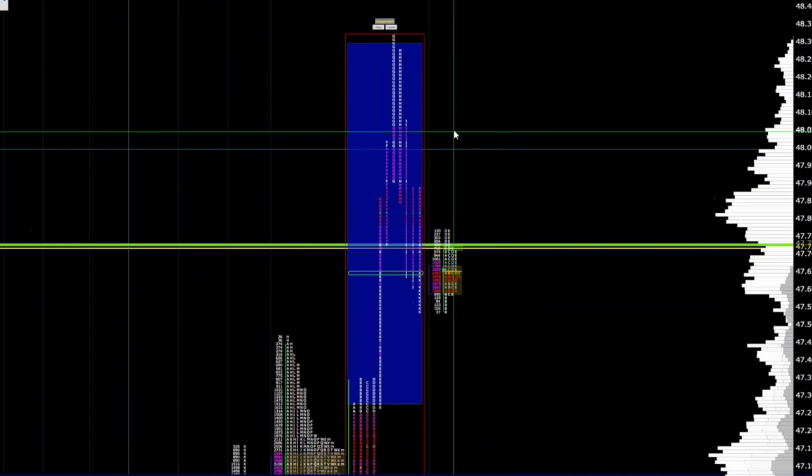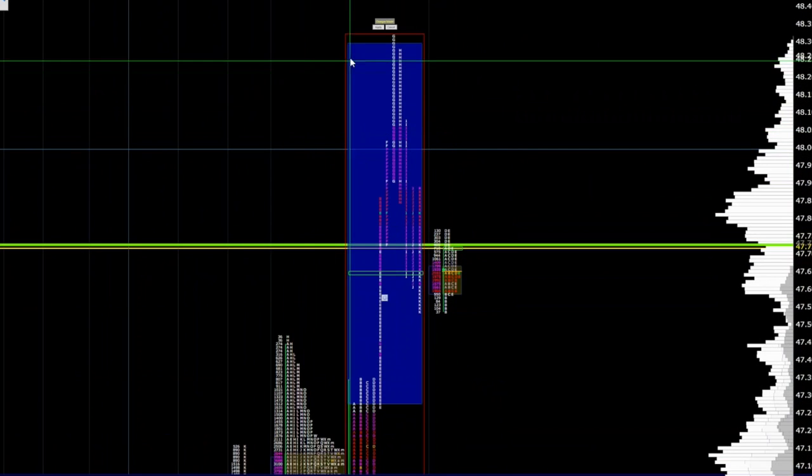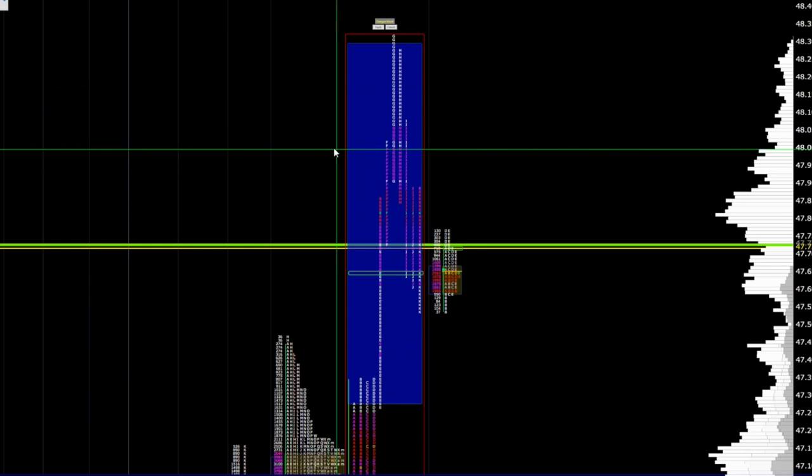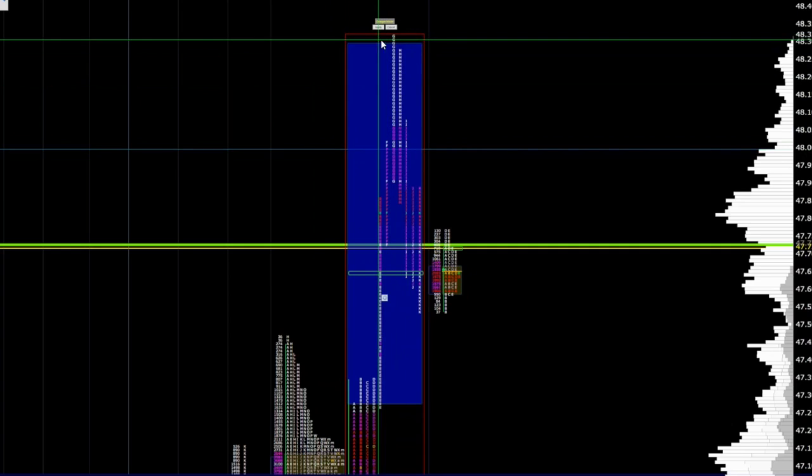So I'm going to break out this profile so you can see this on a 30-minute. Again, we had identified that the average trading range got us up here to 48.20. I actually started in front of this because I could have been early, but I was selling right under 48. That was my first entry. I was willing to sell up to the 48.30 area, which is right here, and I was using the average trading range as a way to help me define the risk.